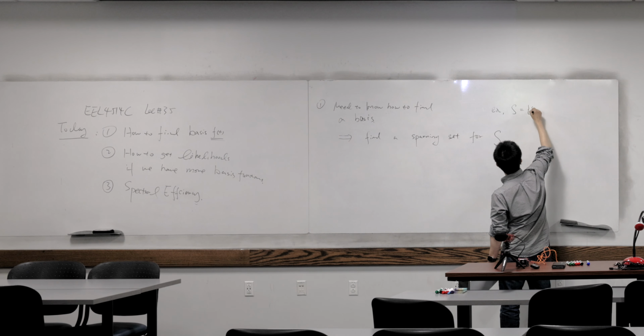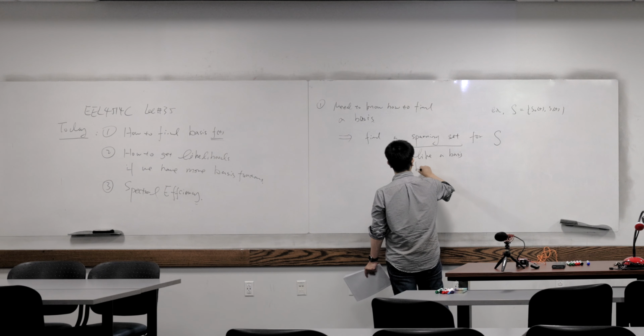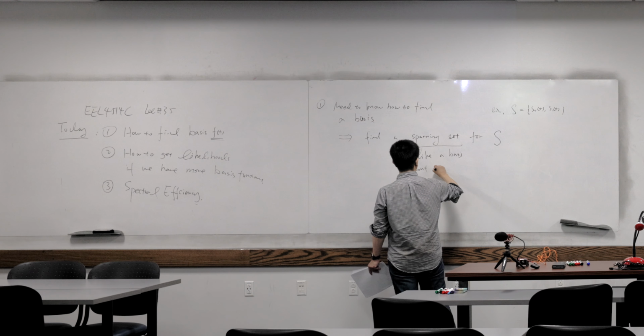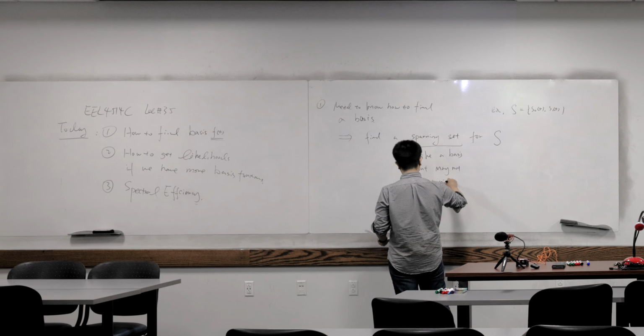Okay, so the spanning set here basically means that it's not exactly a basis, but it could be a basis. So it's like a basis, but may not be minimal, right? So it basically means that we can represent each signal Si of t as a combination of all the basis functions, right?